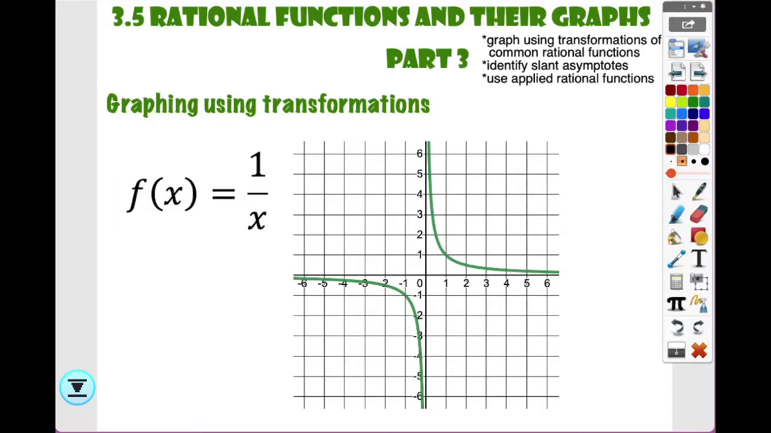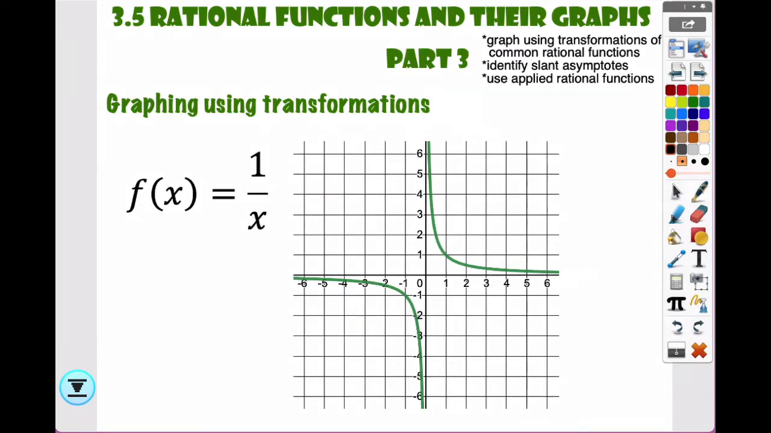I think you're going to love this last part on rational functions because I'm going to show you some shortcuts for graphing some certain rational functions. I'm also going to teach you about slant asymptotes, and that's just good stuff. The first thing you want to know is how to graph the basic rational function 1 over x.